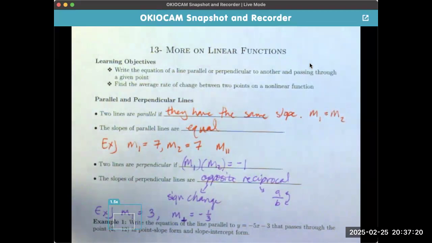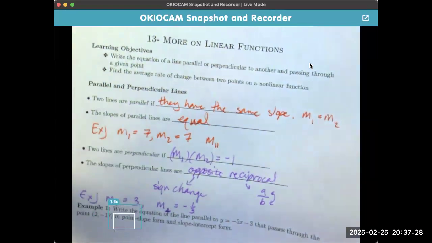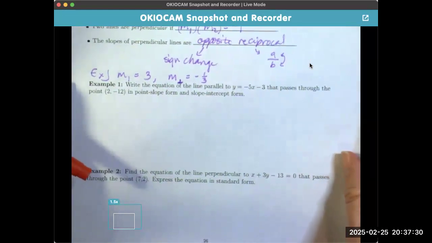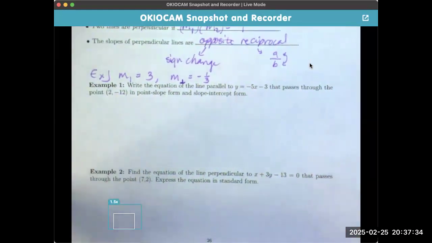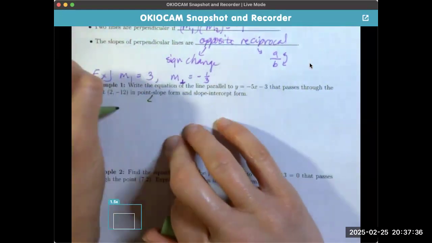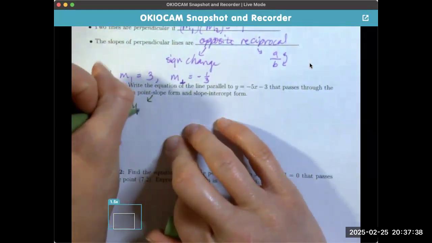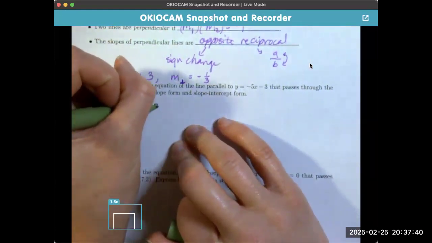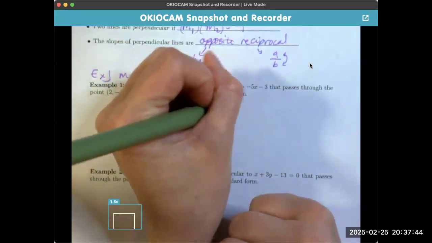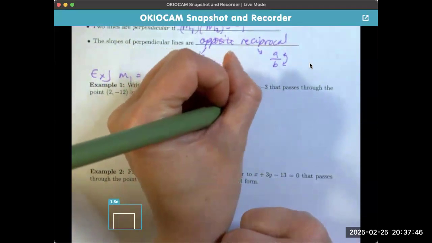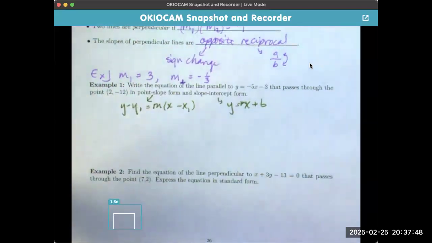So write the equation of a line parallel to y equals -5x minus 3 that passes through the point (2, -12), in point slope form and slope intercept form. Remember that point slope form is y minus y1 equals m times x minus x1, and slope intercept is y equals mx plus b.